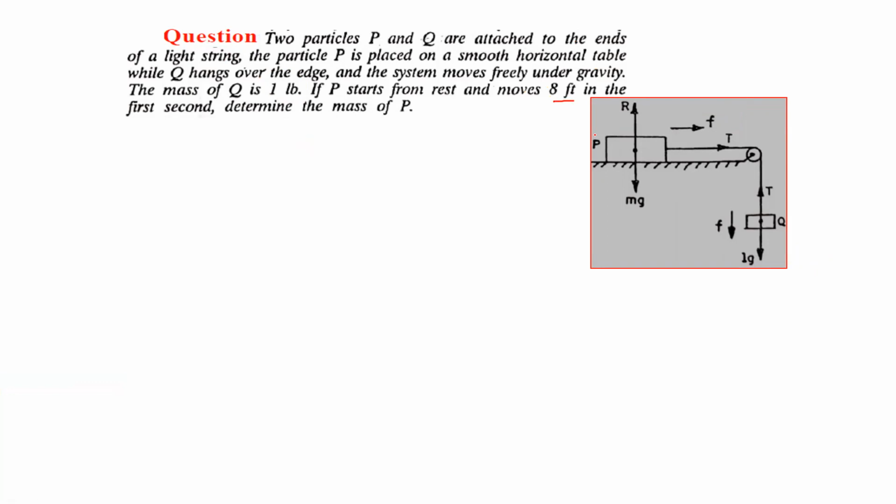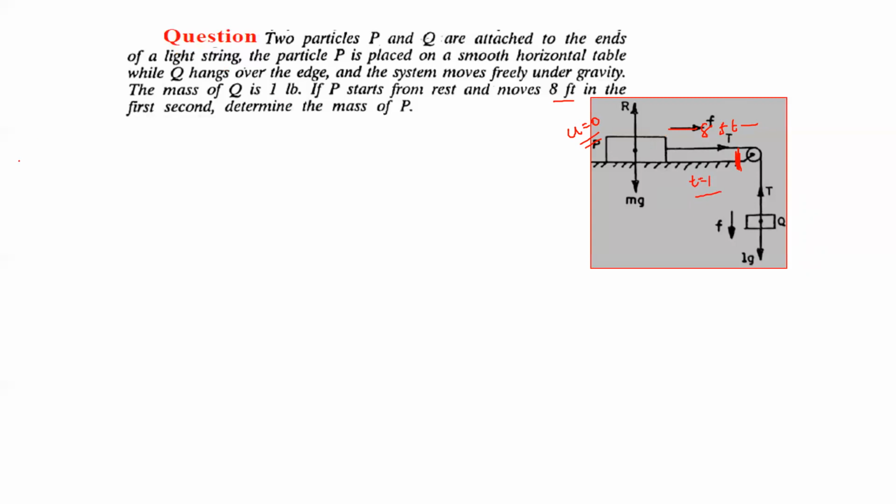P jehda हैगा start from rest, यानी कि P को initial velocity 0 सी, तो ये start होया ते ये कितना move कर गया आगे, 8 feet से ये distance move कर गया, 8 feet distance इन्हें P ने move कर लिया. In the first second ही ये 8 feet का distance move कर गया. Determine the mass of P.